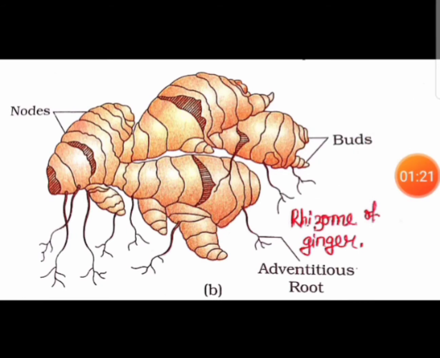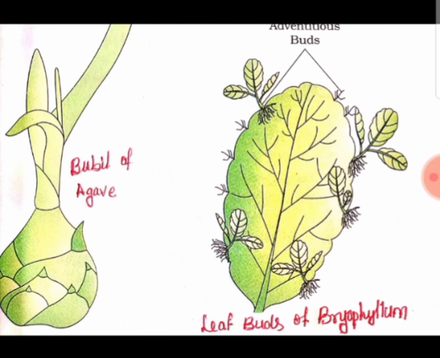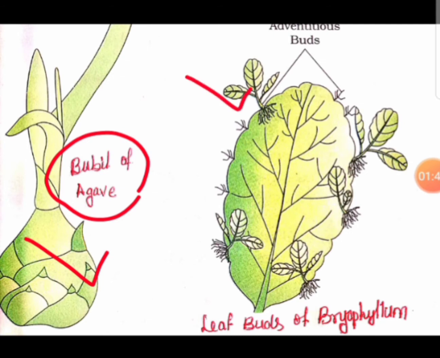Next, among vegetative propagules you can find rhizomes, which bear adventitious roots. So rhizome of ginger, another example is banana. So rhizome will be the vegetative propagule here. And here you can find bulbil of agave and leaf buds of bryophyllum.